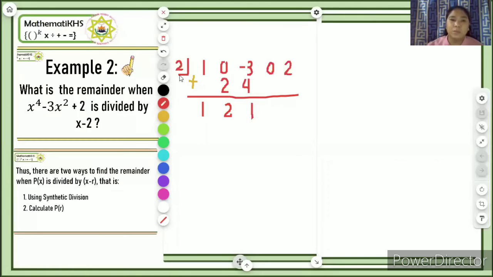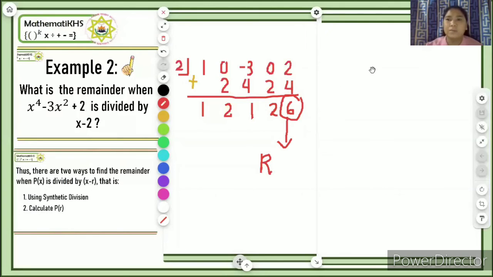Then, 1 times 2, so this is what? 2, diba? Then, 0 plus 2, so this is 2. Then, 2 times 2, this is 4. Then, proceed to addition, 2 plus 4, this is 6. So, kung ano yung ating last na answer or numerical coefficient, yan yung ating remainder. Okay? So, now, let us use this one.